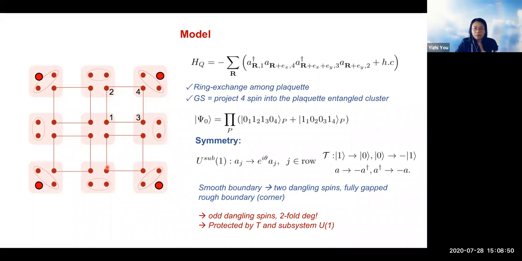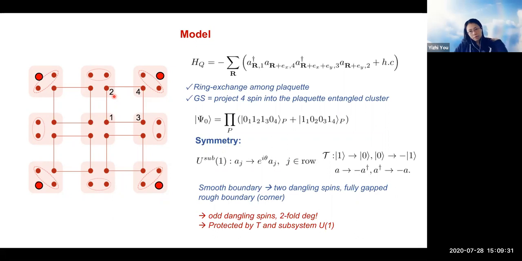This model is simple because each plaquette term commutes with the others. So this is a commuting projector Hamiltonian. And this ring exchange term among the 4 spins living at the corners of the plaquette has a tendency to project these 4 spins into a maximally entangled state on each plaquette. So the ground state is pretty simple. It's just a product of all plaquette entangled states between the unit cells. And because it's a commuting projector Hamiltonian, definitely there is a finite gap between the ground state and excited states. So the charge degree of freedom is fully gapped.